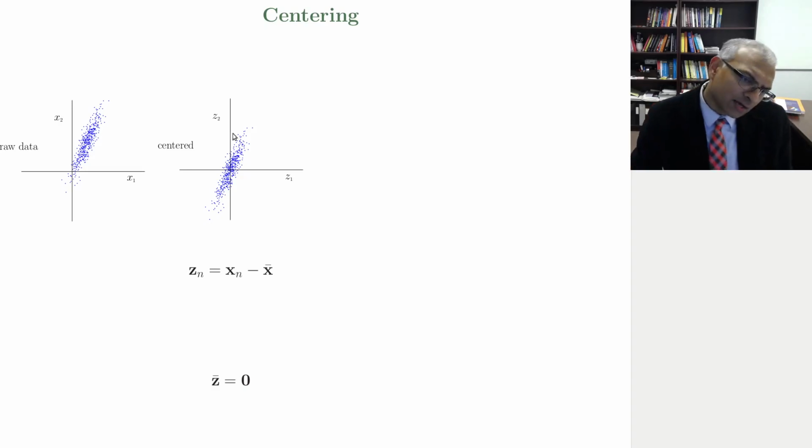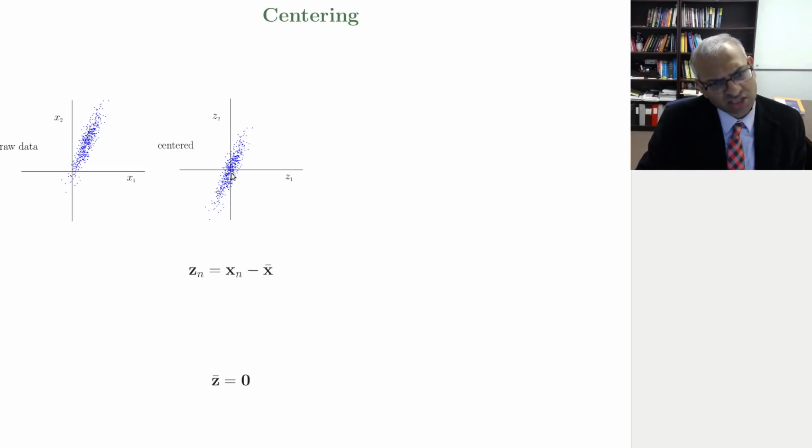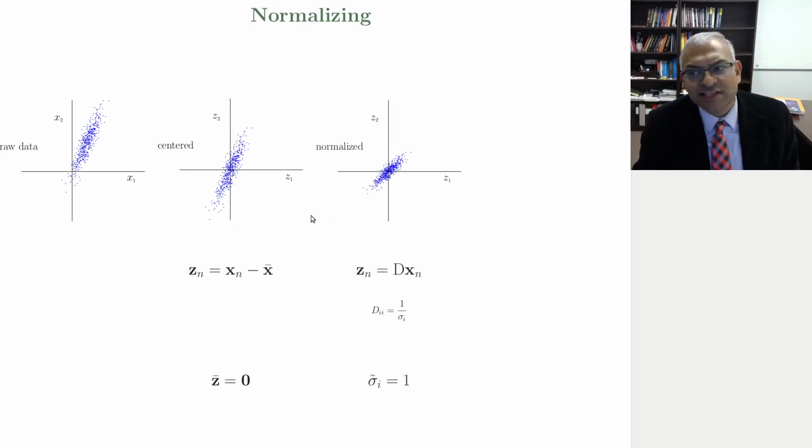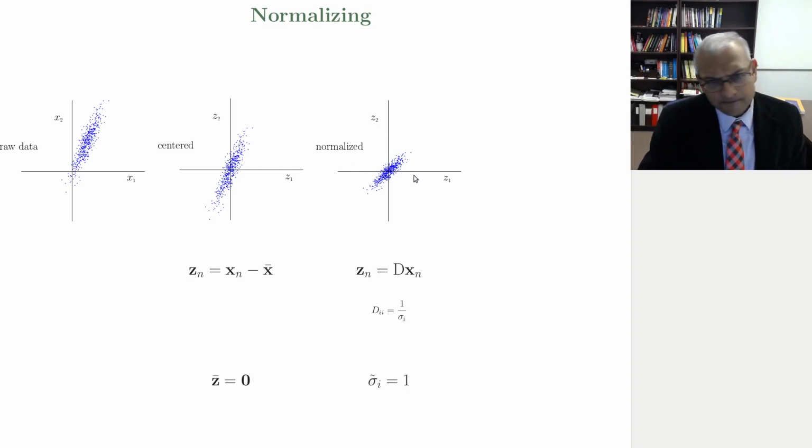What's the next thing you can do? In this blue data here, you can see that the scale of the x1 dimension seems to be smaller than the scale of the x2 dimension. And that also is preserved in the centered data. So the scale of the z1 dimension is different from the scale of the z2 dimension. So the next input transform after you have centered is to rescale. This is called normalizing the data. So what have we done? We have multiplied the z1 dimension by a constant and multiplied the z2 dimension by a constant, and that effectively rescales each dimension independently, so that now the spread in each dimension is roughly the same.